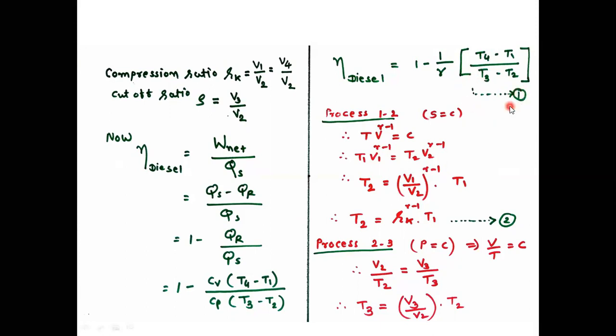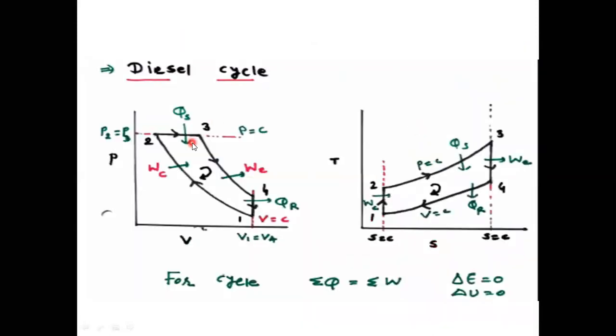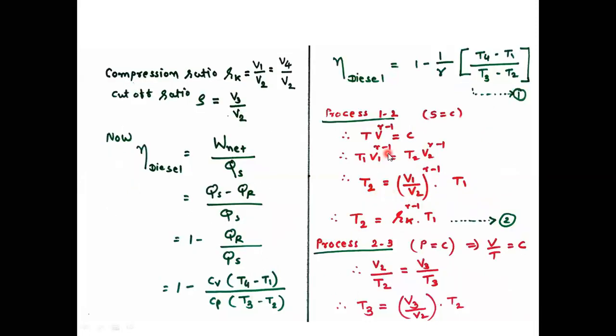Say equation number 1. Consider process 1 to 2, which is an isentropic process. See the PV diagram, 1 to 2. Reversible isentropic process means adiabatic process, and for an adiabatic process, you can write T V raised to gamma minus 1 is equal to constant. Here the process is 1 to 2. So I can write T1 V1 raised to gamma minus 1 is equal to T2 V2 raised to gamma minus 1. So I take this V2 raised to gamma minus 1 on the left hand side.